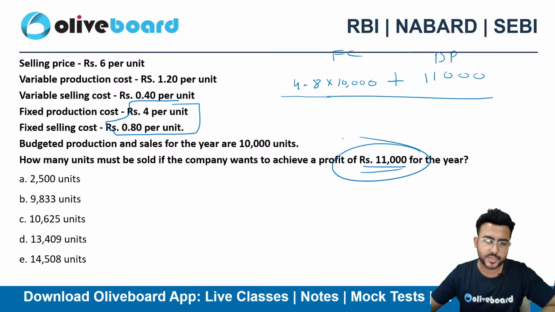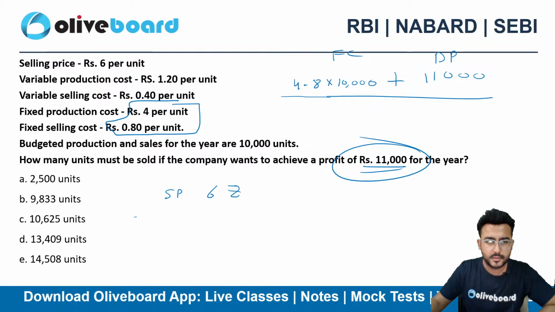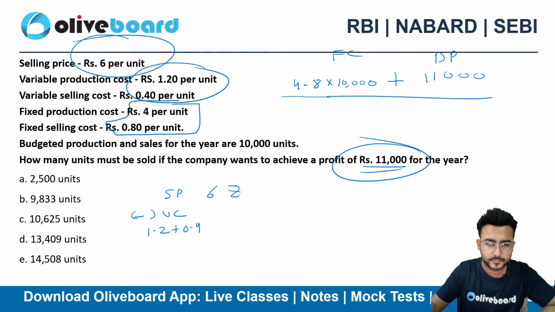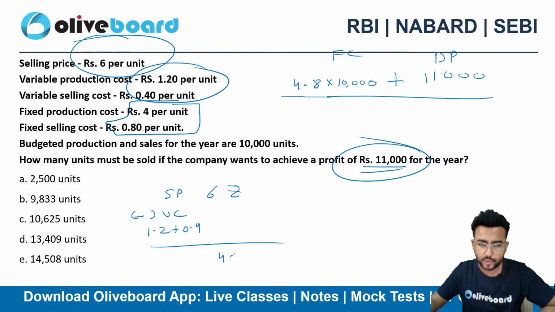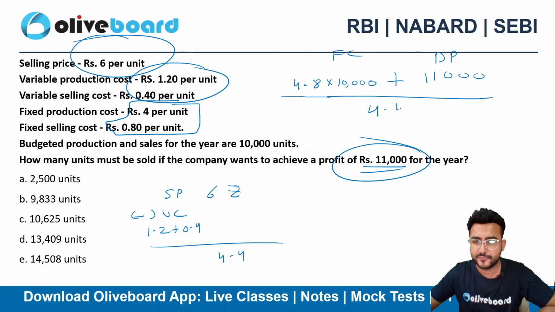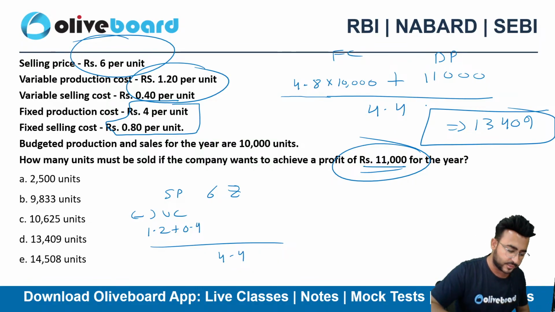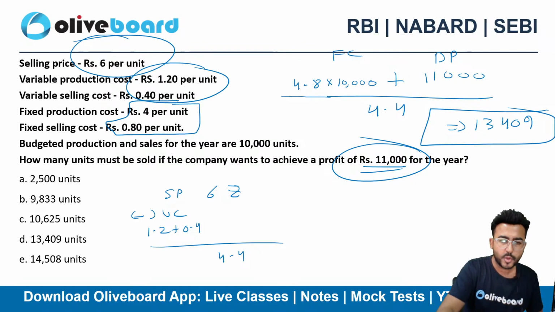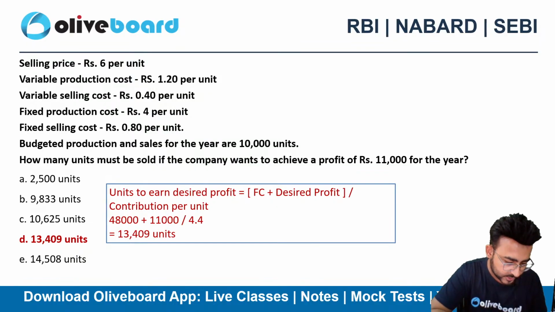What is my contribution per unit? I think we have already computed. Selling price is 6 rupee. Variable cost is 1.2 plus 0.4 given in the question. So 4.4 rupees is my contribution per unit. The answer says 13,409 units. Okay. Option D here will be the correct choice. Option D.